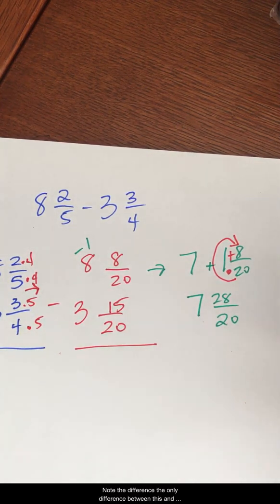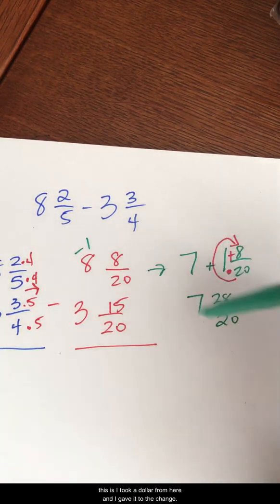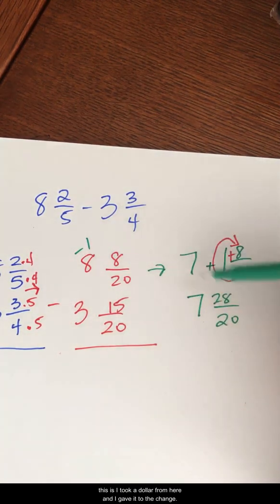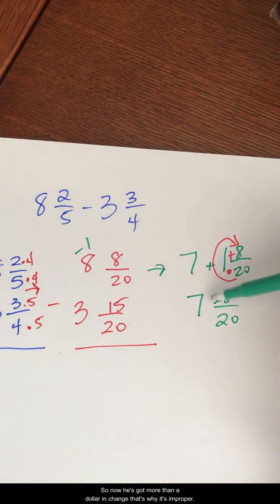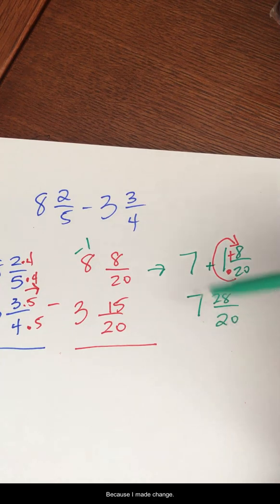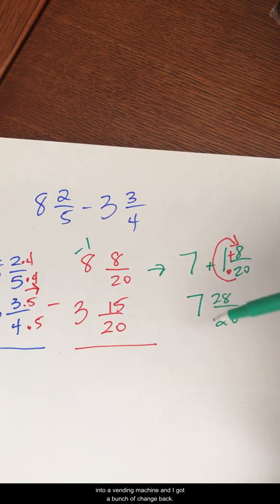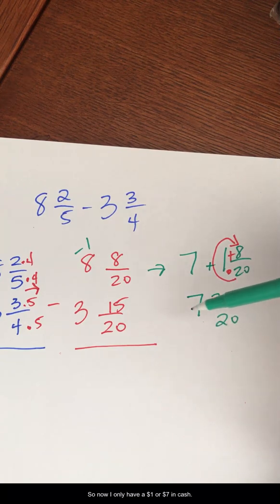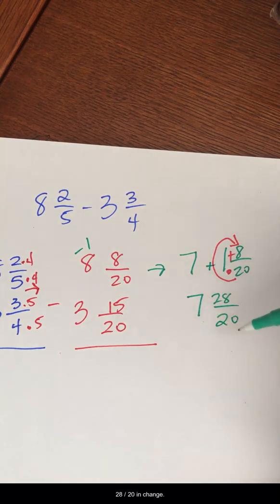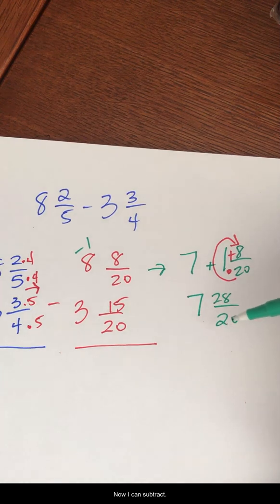Note, the only difference between this and this is I took $1 from here and I gave it to the change. So now he's got more than $1 in change. That's why it's improper. Because I made change. This and this are equal. The only difference is I made change with that $1. I put it into a vending machine and I got a bunch of change back. So now I only have $7 in cash and 28/20 in change. Now I can subtract.